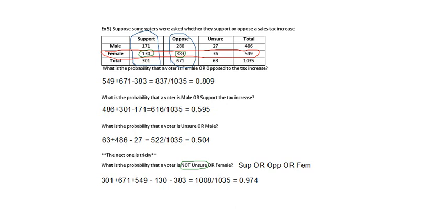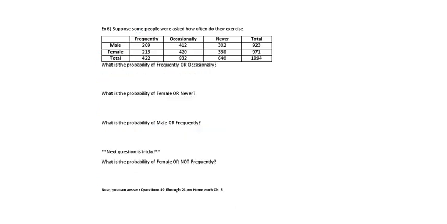Let's do another one. All right, so how often they exercise, and the question is frequently or occasionally. Well, I circled the frequently, and I circled the occasionally. So notice in this example, normally I have to do minus a cross, but do you see a cross? You do not. So in this case, we're going to subtract 0 because there is no cross. What we'll end up doing is we'll do the total of frequency, 422, plus occasionally, 832, minus 0 because there's no cross. That is going to add up to 1254. Then we'll divide by 1894, the total. So 0.662.